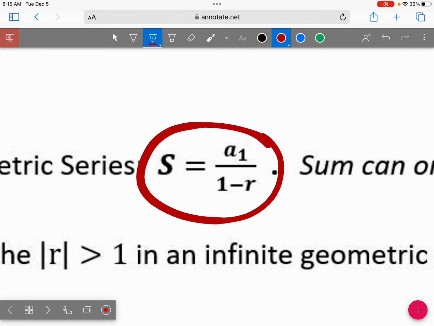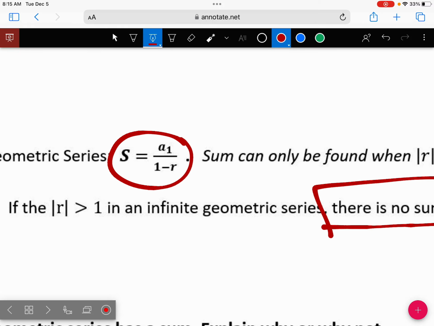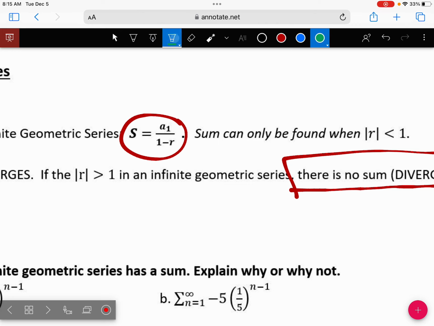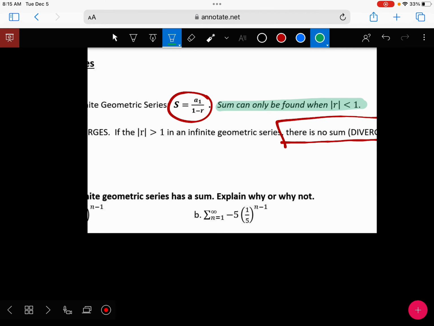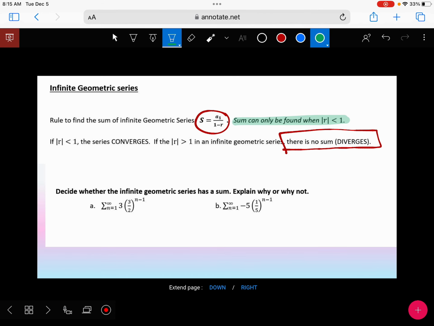Now there is a catch. You can only use this formula when the absolute value of your common ratio is less than 1. Okay? So if I'm multiplying my terms by a number greater than 1, that number is going to keep getting larger and larger and larger.